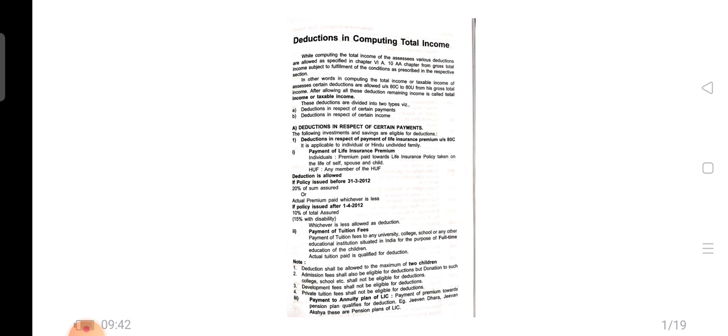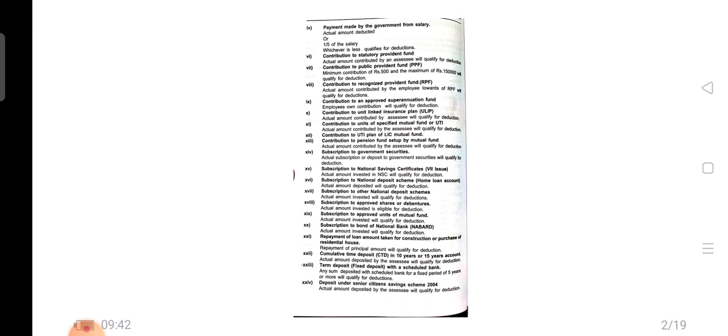Similarly, the third is payment for an annuity plan of LIC. If anybody has invested in an annuity plan of LIC like Jeevan Dhara or Jeevan Akshay, these are plans of LIC. Here maybe you are paying a lump sum amount instead of paying in premiums. In that case also, it will qualify for a deduction under section 80C. Then next is payment by government employees from salary. If they are paying anything out of the salary, it is also allowed as deduction.